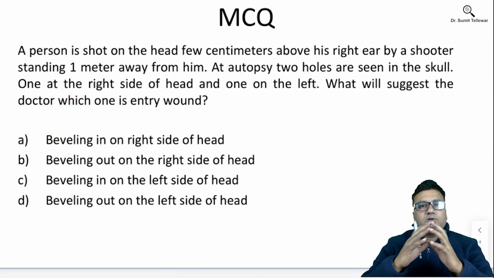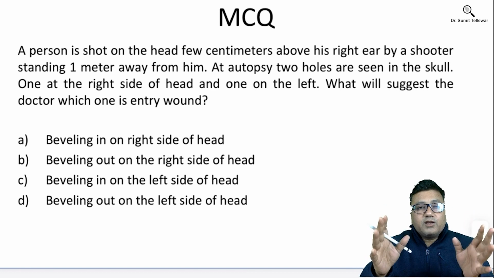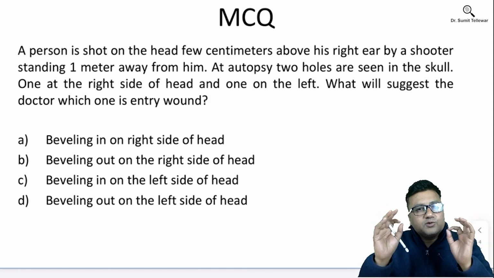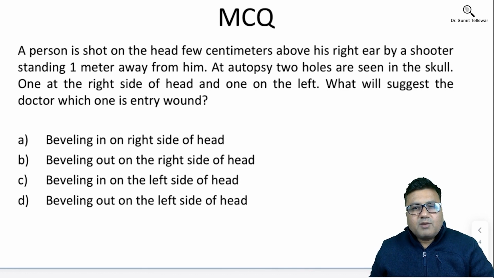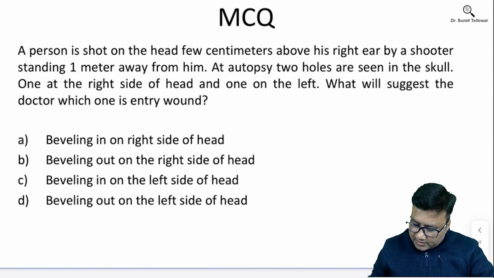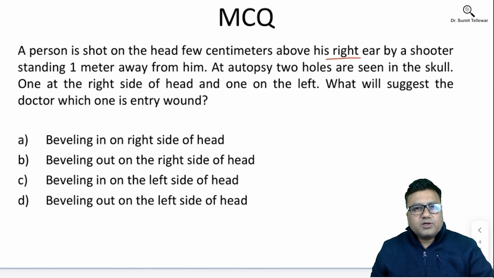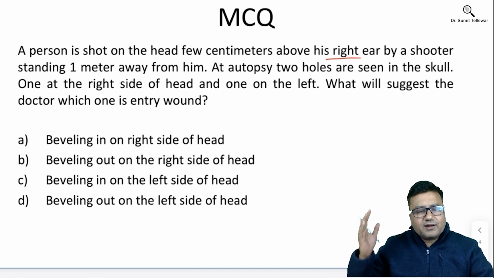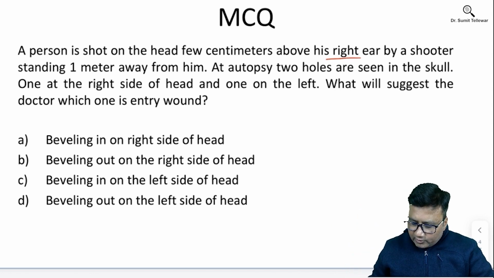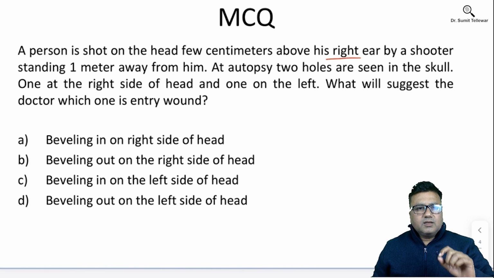Let's see one MCQ regarding the same phenomenon. Now when you read this MCQ, you will be able to answer it very easily. A person is shot on the head a few centimeters above the right ear. Which ear? Right ear. By a shooter who is standing 1 meter away from him. So the shooting has been done from a certain distance; it is not very near to the person. At autopsy, two holes are seen in the skull, one on the right side of the head, one on the left side of the head, which will suggest to the doctor which one is the entry wound, right?